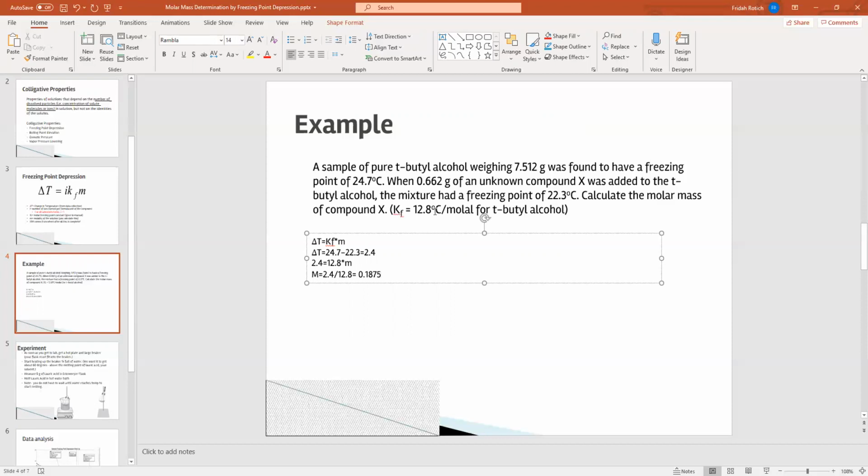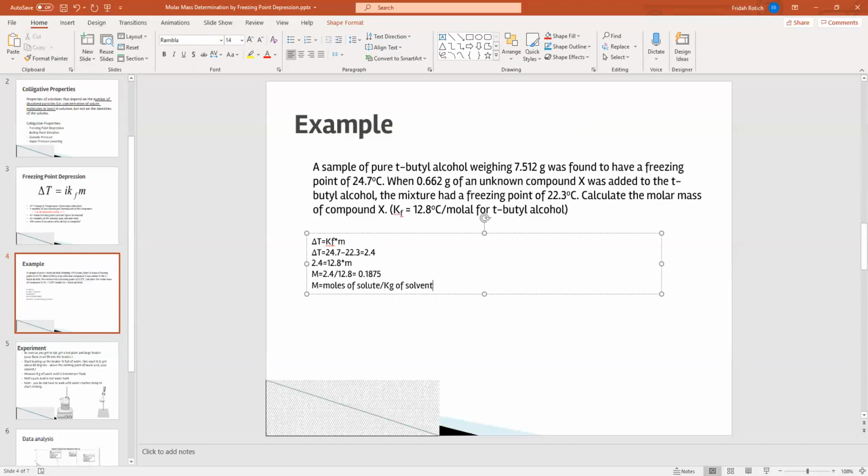We are only at molality, but we know the definition of molality to be moles of solute divided by kilograms of solvent. Do we have molality? Yes, we just calculated it. It's 0.1875. Do we have moles of solute? No, that's what we're looking for.